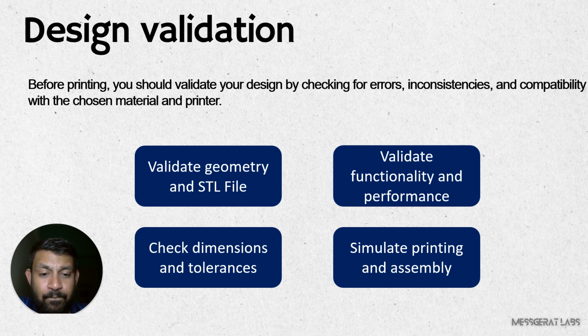Then, yeah, this is what we were talking about, simulate printing and assembly. Now, for example, if you have an assembly feature in your part, and it's a movable, two movable parts are printed together, and in order to achieve that movability, you need to have 0.1 mm gap. Then you need to check whether 0.1 mm gap will be produced in the printing process or not. So these are the basic design validation techniques that we need to do.